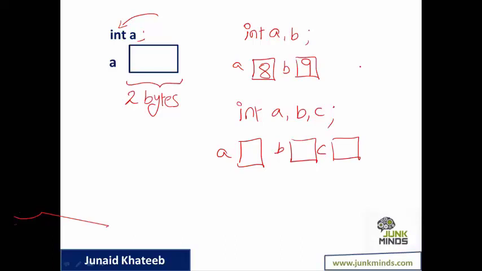So how do I define an array? An array is a collection of multiple values of the same type which can be referred to by the same name. Right? Okay. Look at this.